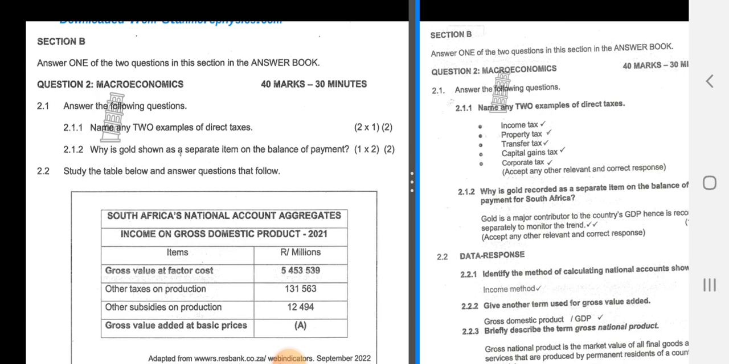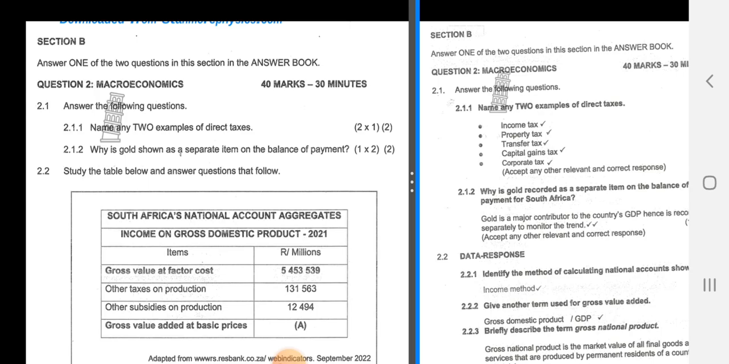So for a direct tax, we have income tax, property tax, transfer tax, capital gain tax, corporate tax, or any other tax that is a direct tax that you have written. Any other relevant answer will be taken as long as it's a direct tax.